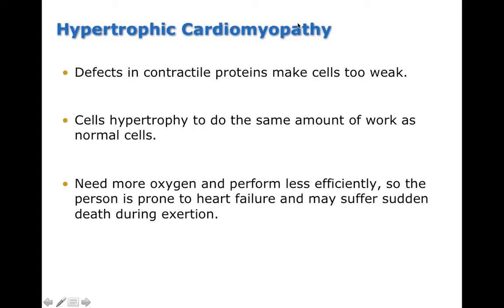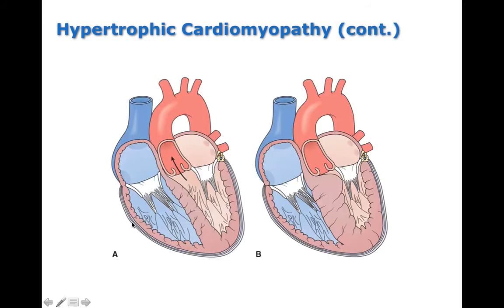Now, hypertrophic cardiomyopathy comes about from defects in contractile proteins, and it makes these cells too weak. So what's interesting then is that the cells have to become hypertrophic to perform the same amount of work as normal cells. But the problem here is that these cells need more oxygen, and when the cells increase in size, it limits the size of the ventricles, so the ventricles can't adequately fill with blood, and that in itself can lead to heart failure, especially during exertion.